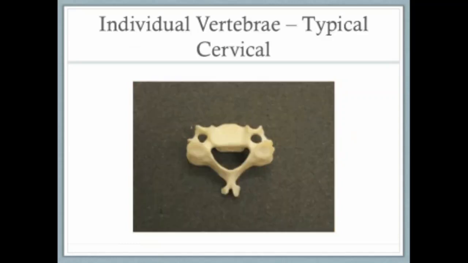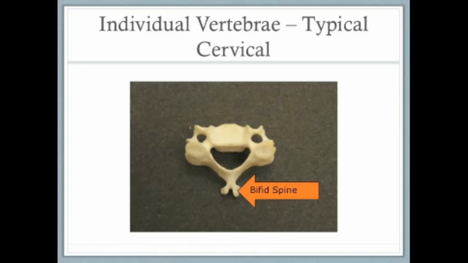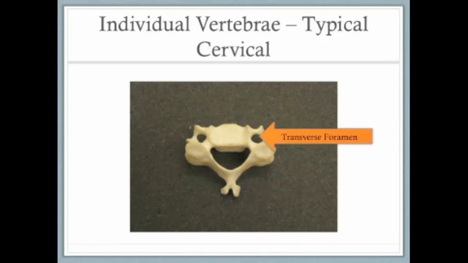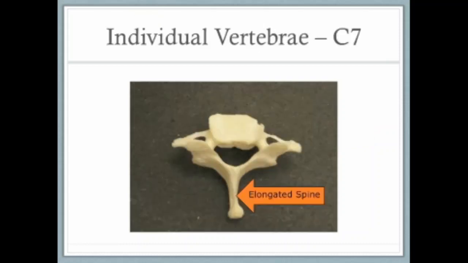A typical cervical vertebrae, or C3 through C6, should appear to be smiling at you. They are distinguishable by the bifid spinous process towards the posterior side and the transverse foramen, which allow passageway of the vertebral artery. C7, or the vertebral prominens, differs from other cervical vertebrae in that it has an elongated, singular spinous process.